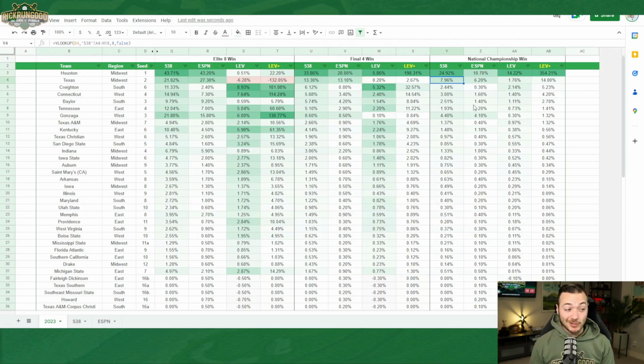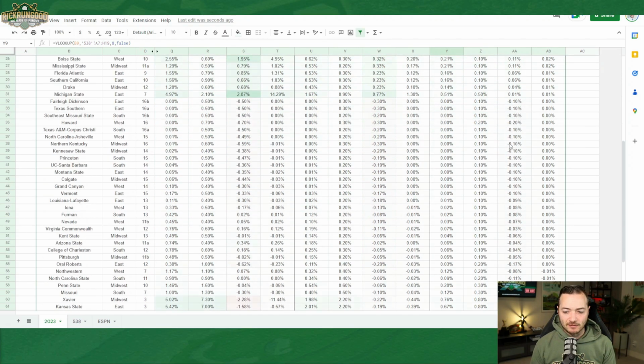I guess the problem here is they are the 2 seed in the Midwest and Houston is the 1 seed in the Midwest, so they are obviously going to run into each other very quickly here. Creighton would have positive leverage, but they're only going to win the bracket 2% of the time. Gonzaga wouldn't be so bad. They're going to win it 4% of the time. You have a little bit of positive leverage there.